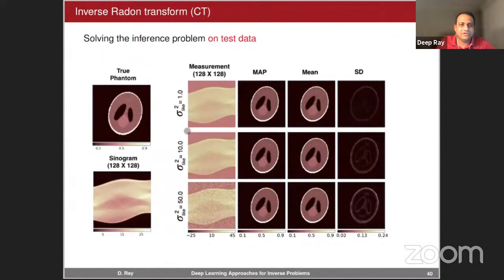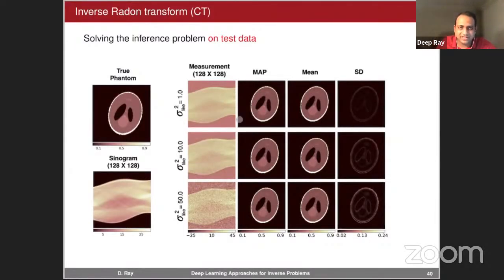Okay, so what we do is we take a true phantom, which is not in the training set, find the sinogram, and this time we add different levels of noise to this measurement to see what the impact of different amounts of noise is. And in each case, you can find the MAP and the mean, and you see the MAP and the mean are very close to the true phantom, and you find that the standard deviation is the highest along these ellipses, the boundaries of these ellipses.